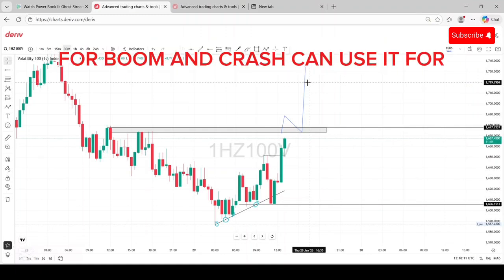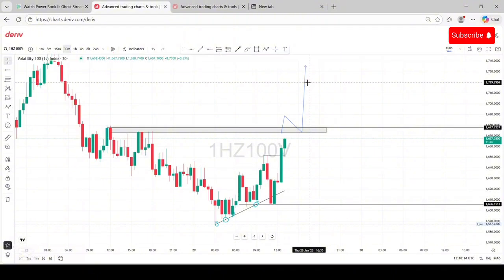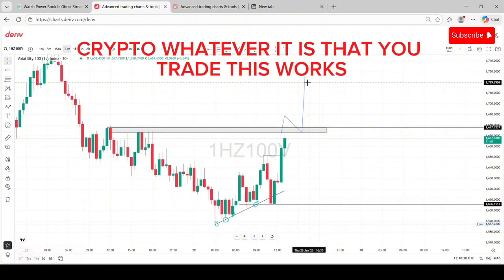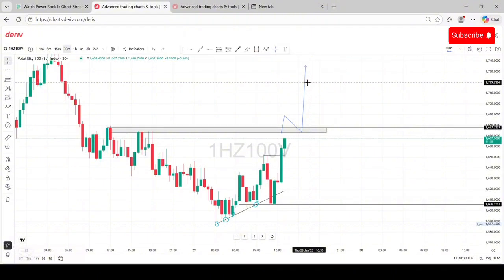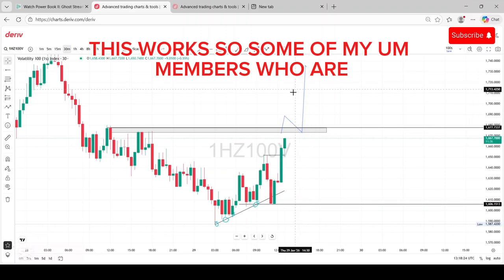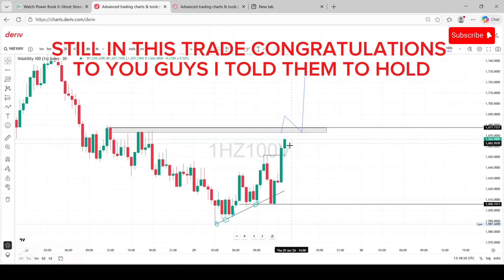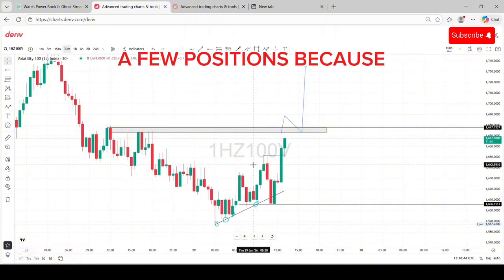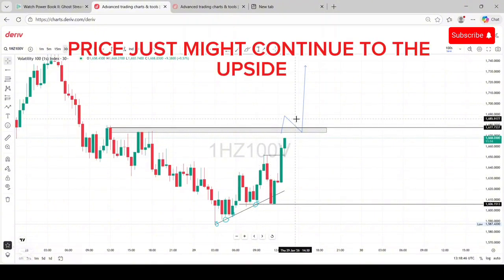You can use this concept for boom and crash. You can use it for crypto. Whatever it is that you trade, this works. This works. So some of my members who are still in this trade, congratulations to you guys. I told them to hold a few positions because price just might continue to the upside.